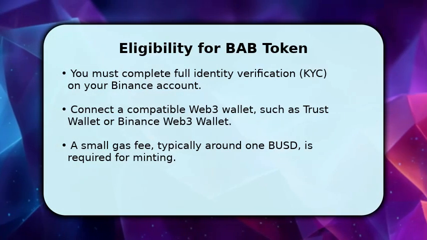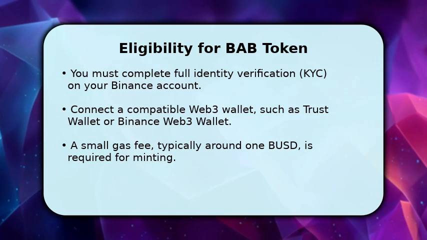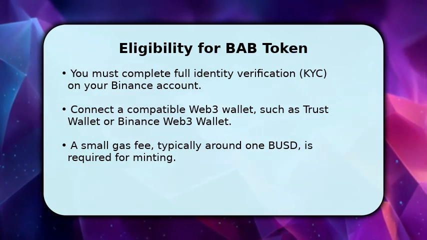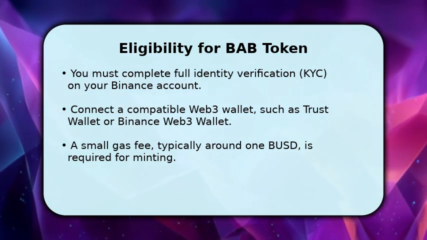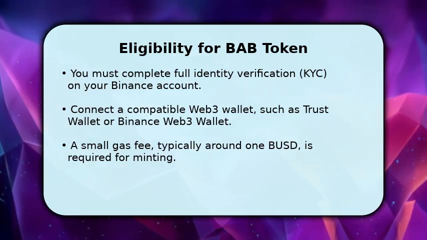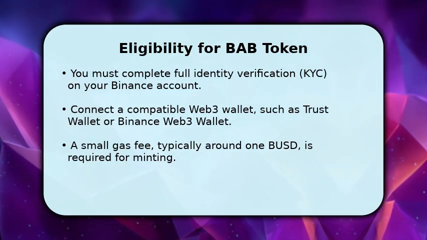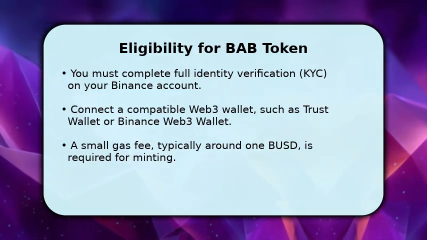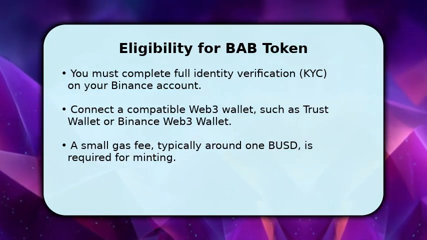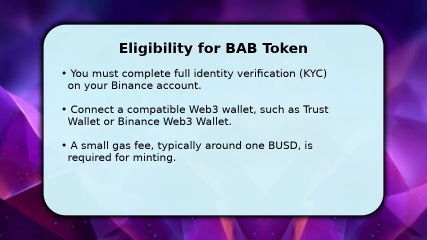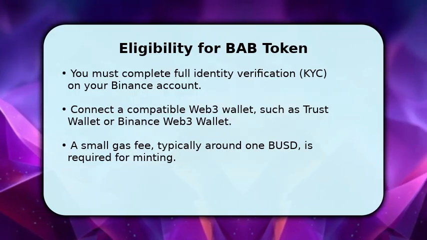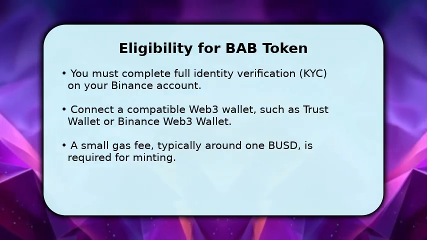To mint your BAB token, you must first ensure your Binance account has completed full identity verification, also known as KYC. This is a crucial step for eligibility. Next, you'll need to connect a compatible Web3 wallet, like Trust Wallet or the Binance Web3 wallet, to your Binance account. Finally, be prepared to pay a small gas fee, usually about $1, to cover the transaction costs.